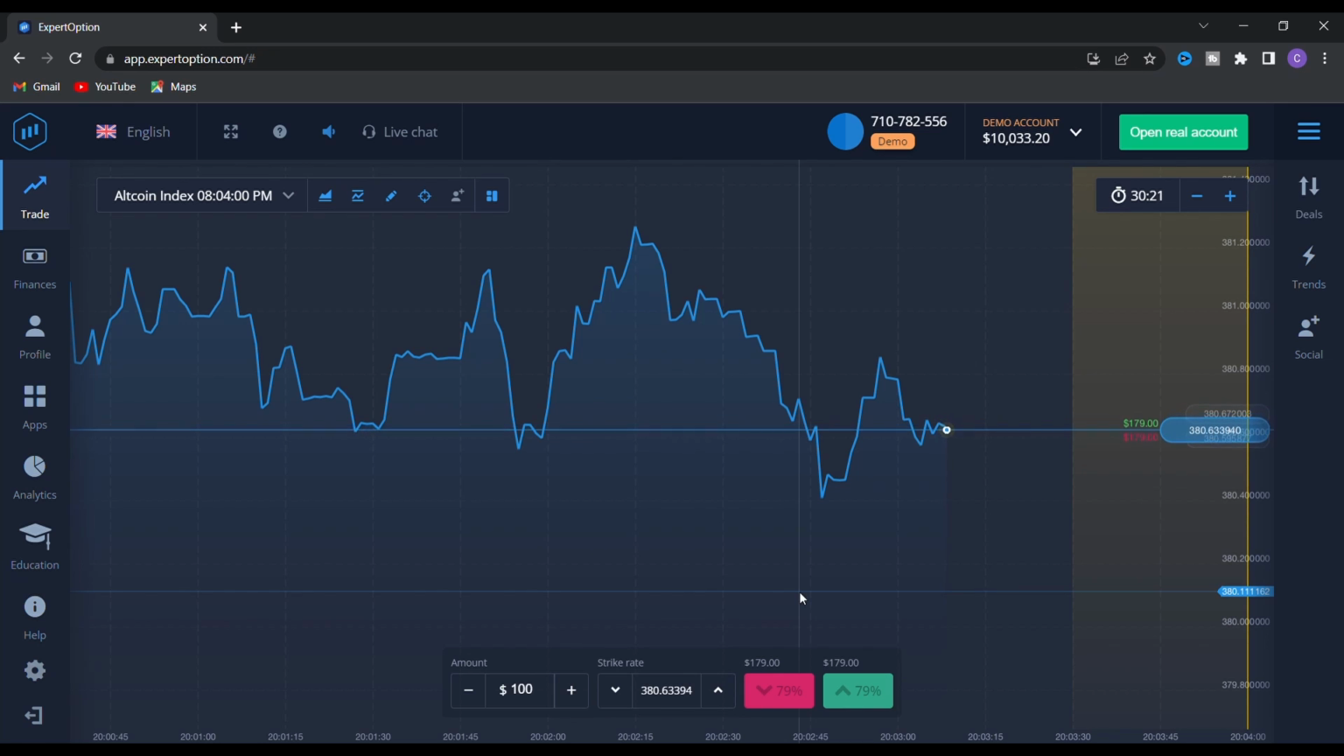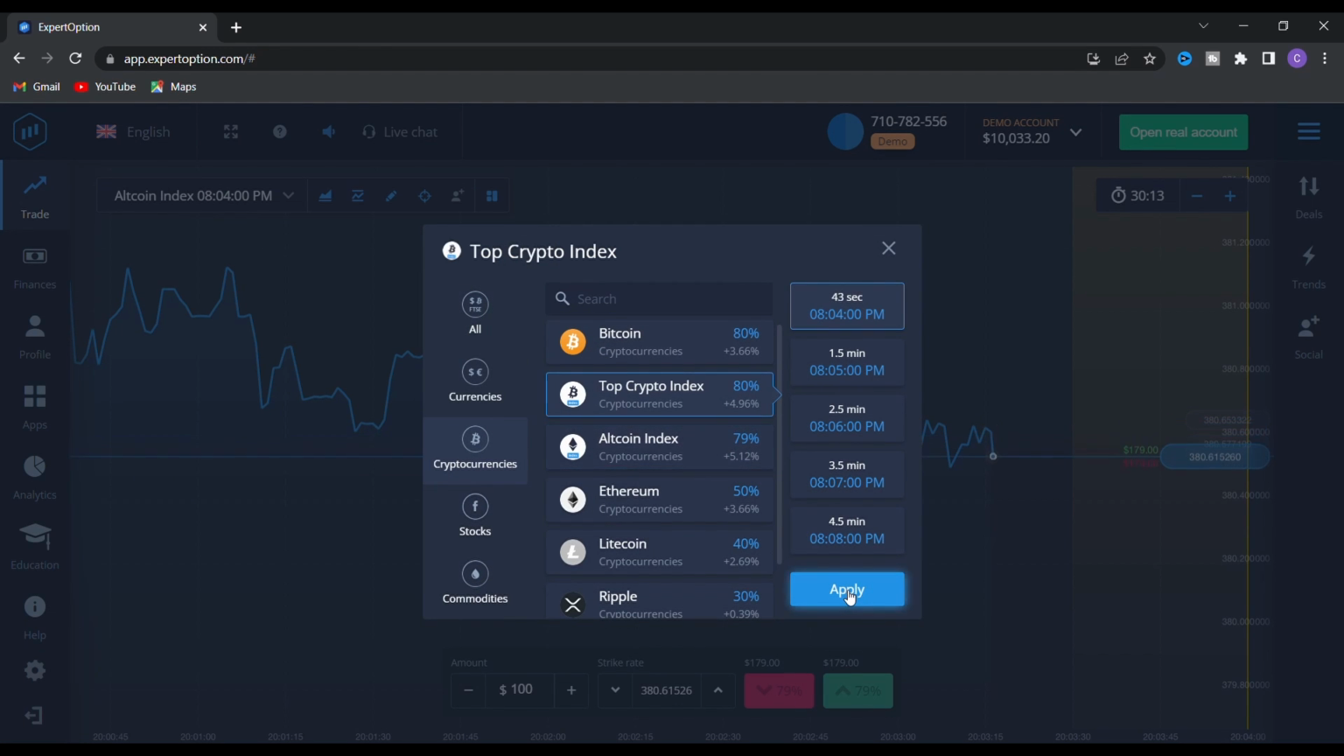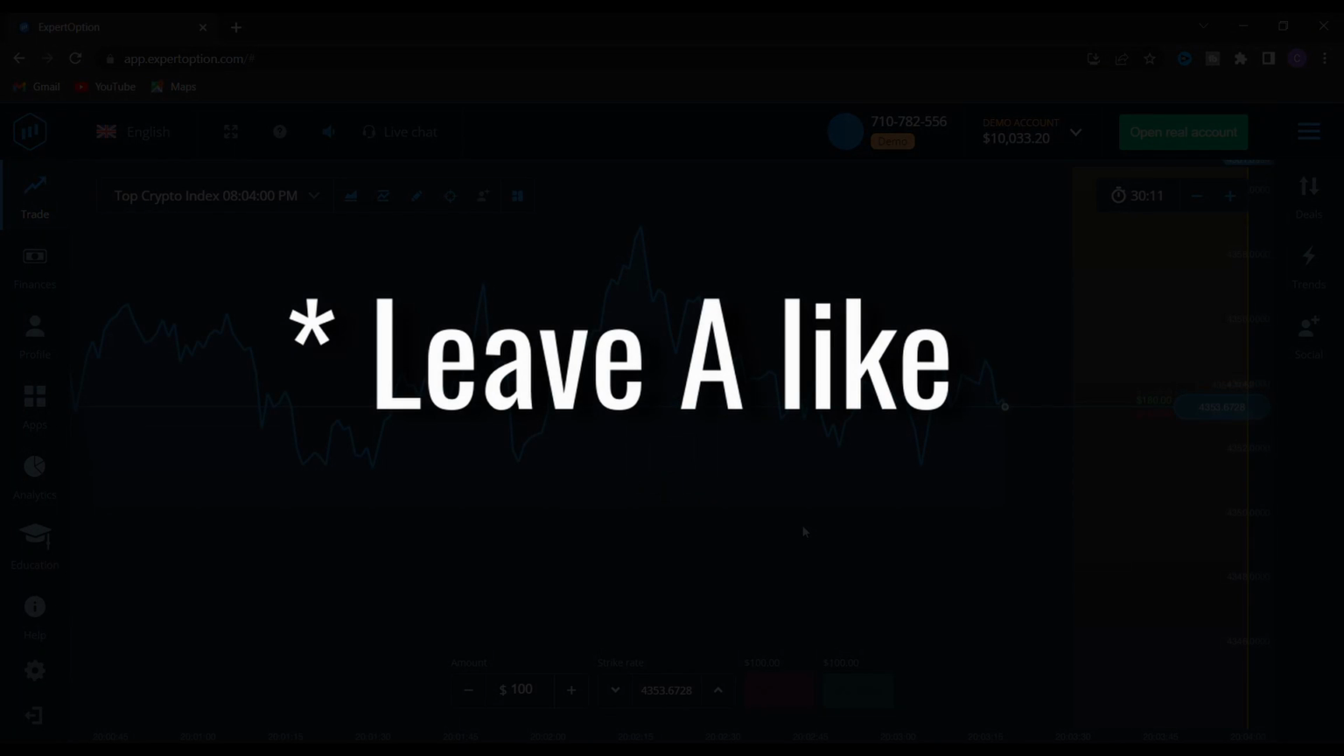As you guys can see, I got more than $500 of profit from these few trades. As I always say, analyze the market before you trade and you also will get these kinds of results.